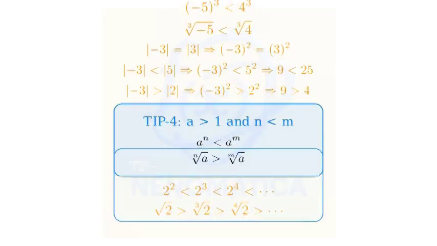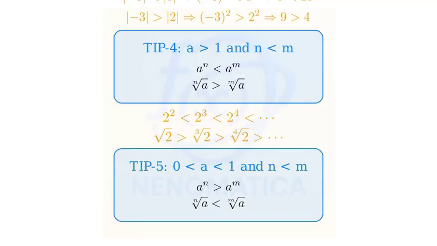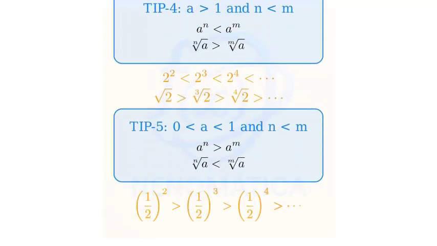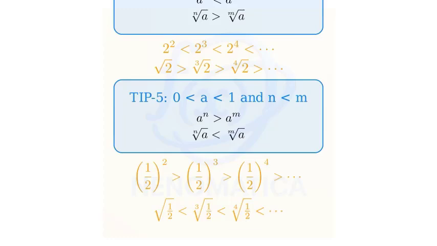Tip 5. If a is between 0 and 1 and n < m, then powers decrease with the exponent and higher index roots increase. For example, (1/2)^2 is greater than (1/2)^3, which is greater than (1/2)^4. And for roots, the square root of a is less than the cube root, which is less than the fourth root, and so on.